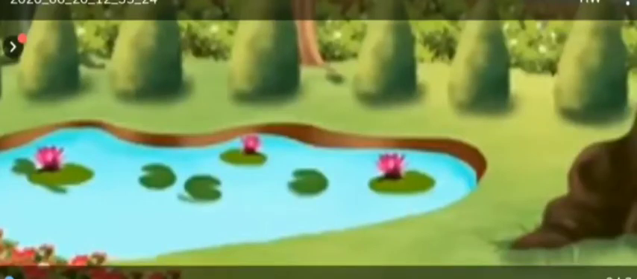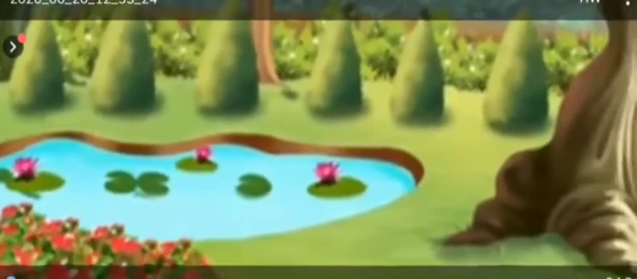Good afternoon, students. Today, our topic is reproduction in angiosperms. Angiosperms, which we call flowering plants. So, the plants which bear flowers are called angiosperms.